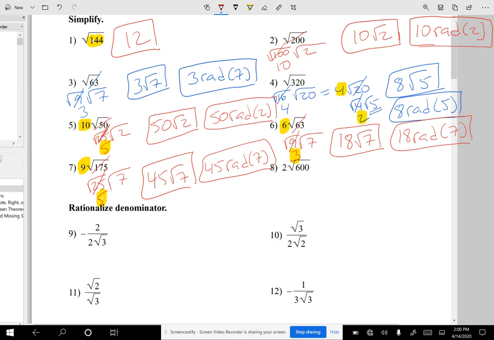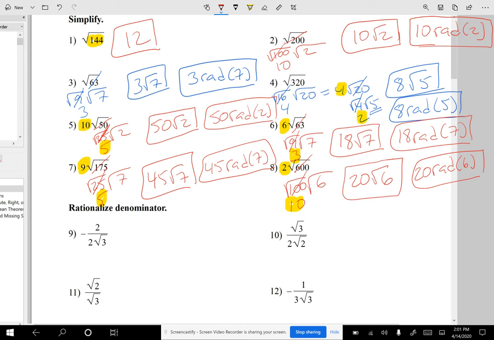Let's take a look at question number 8. 600, I can break that as 100 times 6. The square root of 100 is 10. Multiply the whole numbers, so that gives me 20 radical 6. I know radical 6, I can break that as 2 times 3, but neither of them is a perfect square, so my numbers are not going to get smaller. So I just get 20 radical 6. I type this as 20 rad 6. All right, that's simple.